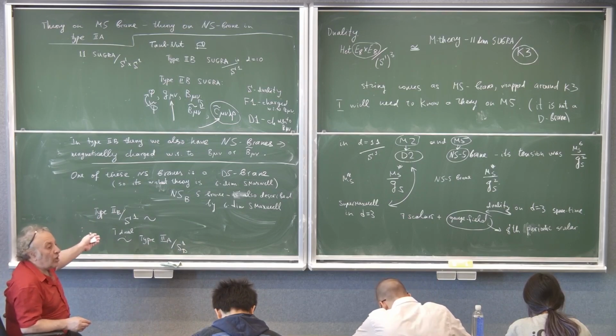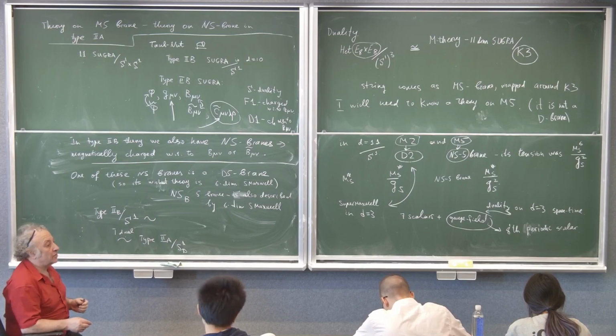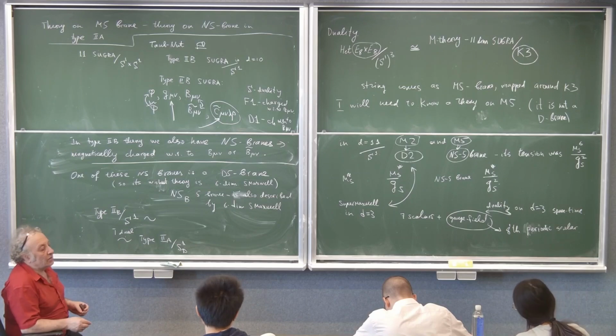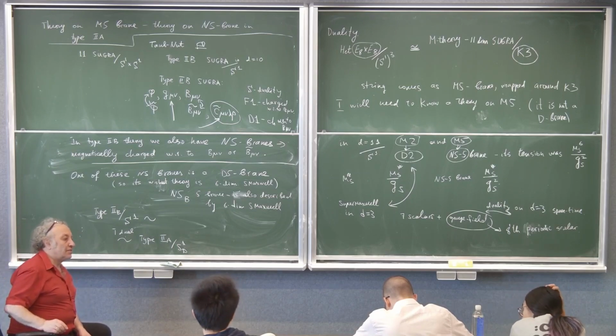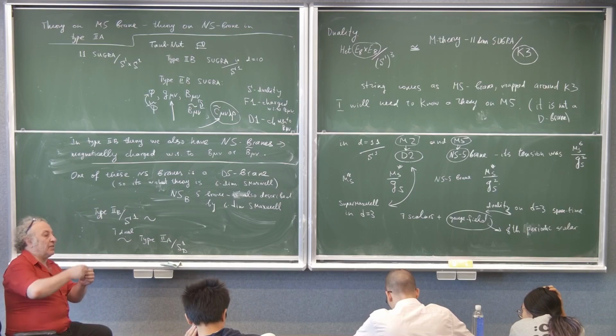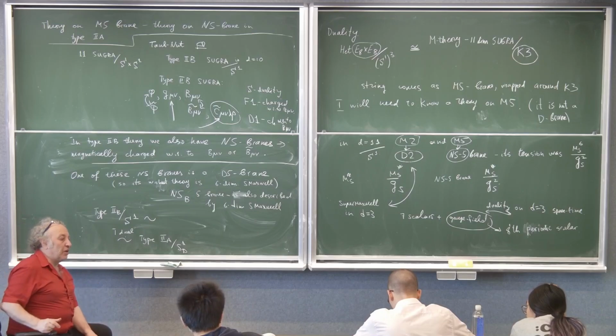So let me give you an argument why this is true. The argument is like this. When we do T-duality, the dimensions of branes are changing. A brane that is wrapped over the circle is replaced by a brane that is placed at a point on the dual circle.